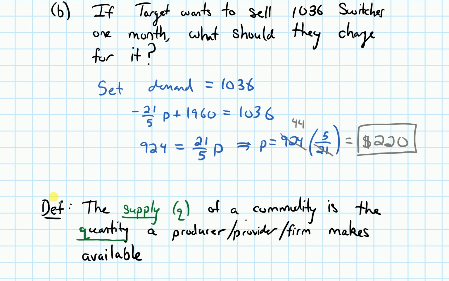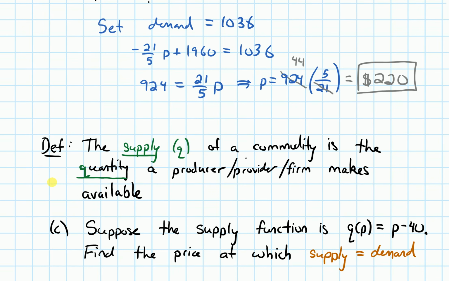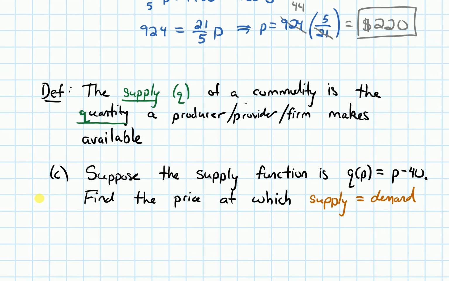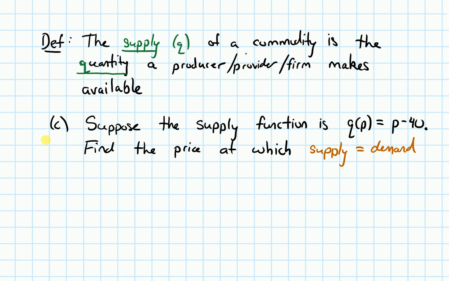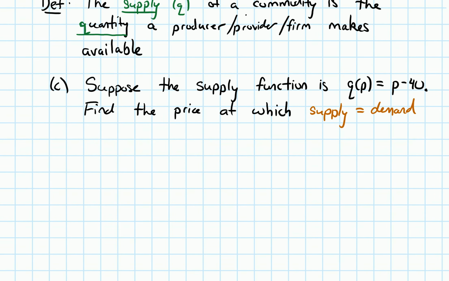All right, so let's do some examples. Continuing the example from above, let's do a part C. Let's suppose that the supply function is Q of P equals P minus 40. This problem tells us that this is the supply function, and we want to find the price at which the supply is going to be equal to the demand. When the supply equals the demand, that has a special name. That is called equilibrium.